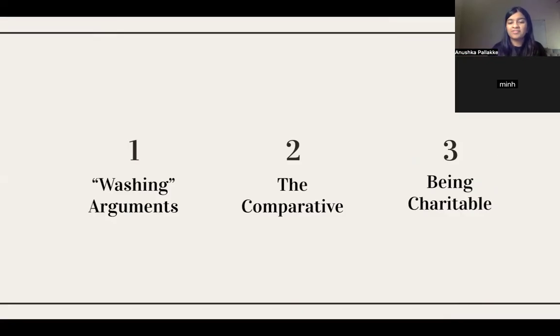Then is the comparative. You always want to be making comparisons between your case and your opponent's case, because all the time in NYPDL resolutions specifically, both sides are trying to advocate for the same end goal, but they have very different mechanisms of doing so. So you always want to prove, okay, yours is better, even if theirs achieves the same end goal. Why is yours so much better?